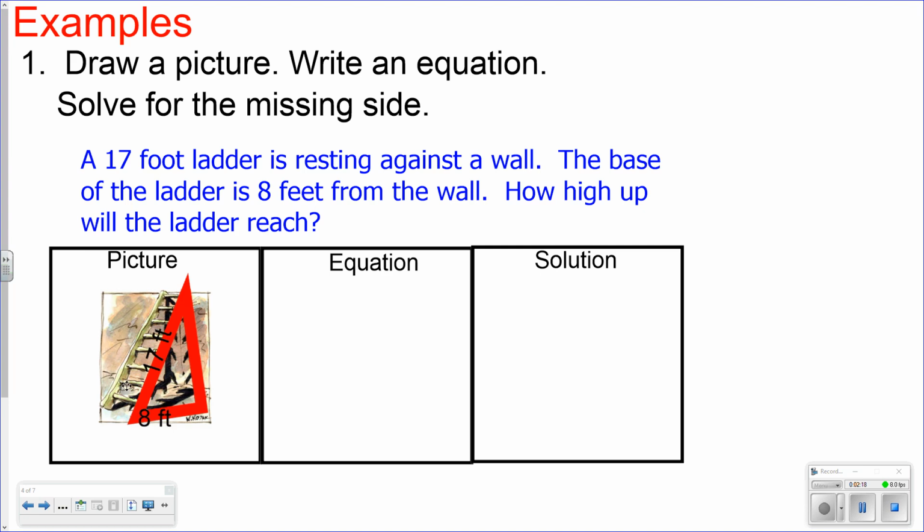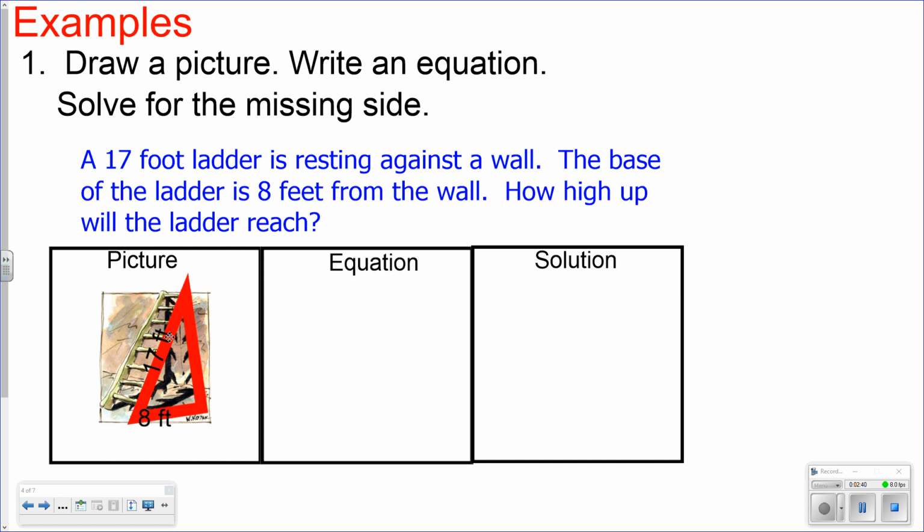So if you draw the picture, here's our ladder, and it says the ladder is 17 feet. You can see that the ladder is on the diagonal, so you know that that's going to be c. Then it says it's 8 feet from the wall. You can see here at the bottom, it's saying that the ladder is out from the wall by 8 feet. And it wants to know how high up it's going to reach.